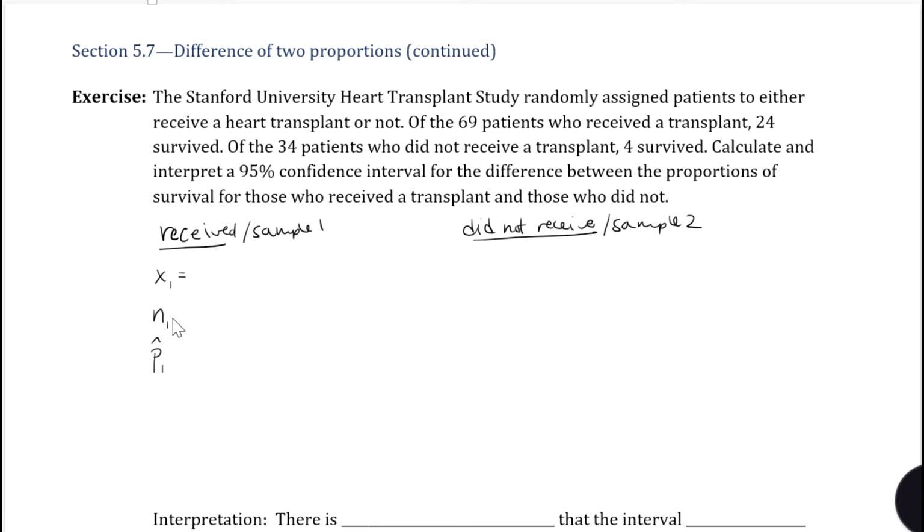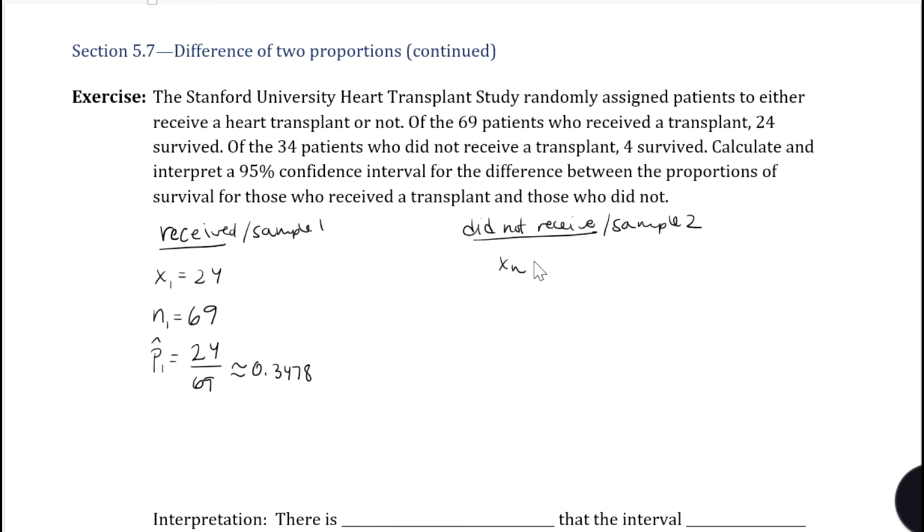We want to find our point estimate for the proportion for population 1, by using our sample proportion here. We find that by X, the number of people who survived, 24 out of the 69 who received the transplant. So my P1 hat here is 24 over 69, which is approximately equal to 0.3478.